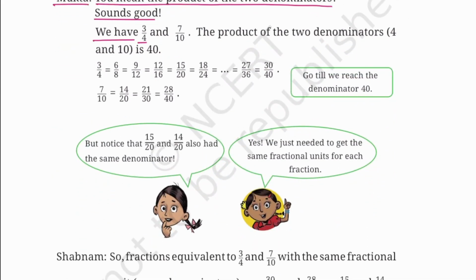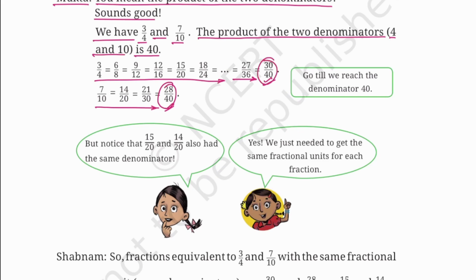We have 3 upon 4 and 7 upon 10. The product of the two denominators 4 and 10 is 40. You can see the equivalent fraction here such that its denominator becomes 40. Similarly, the equivalent fraction of 7 upon 10 such that its denominator becomes 40. Now you can compare 30 upon 40 and 28 upon 40. Since 30 upon 40 is larger than 28 upon 40, you can say 3 upon 4 is larger than 7 upon 10.